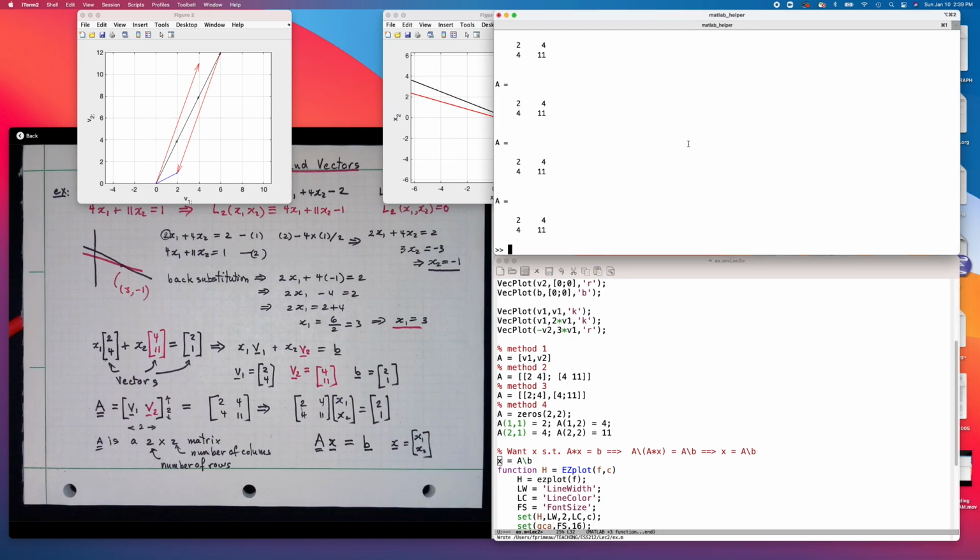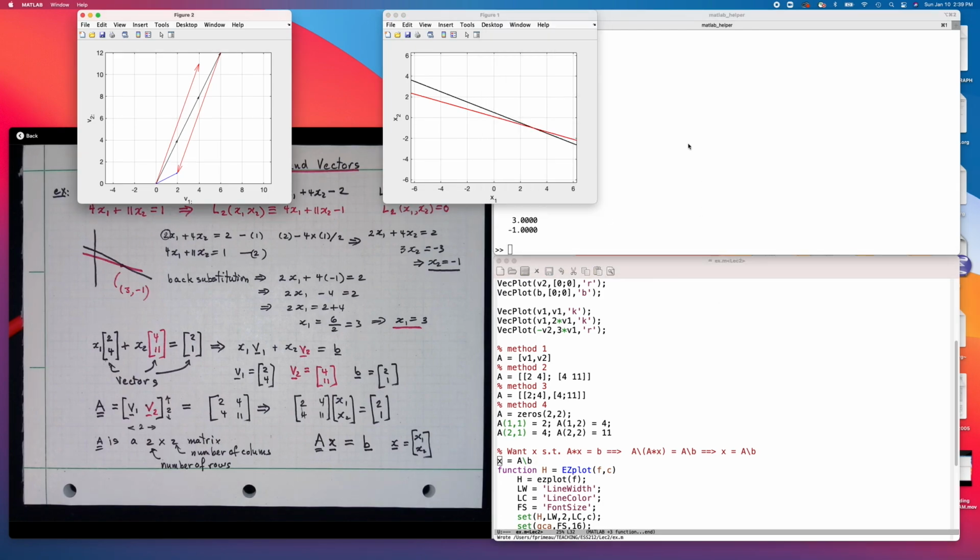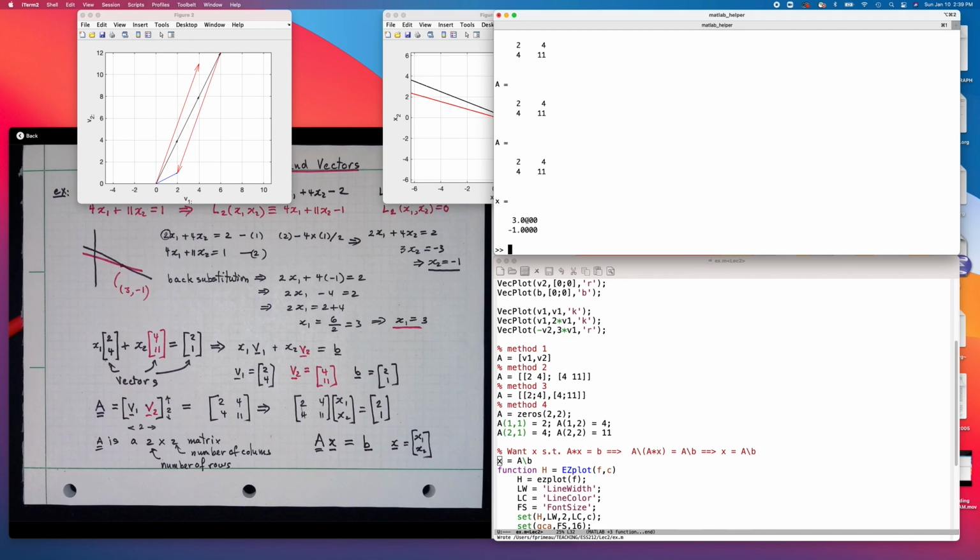Let's try it out. And so we have the solution 3, minus 1 as x. All right, so this completes this short introduction to solving linear systems with Matlab. We'll do more later.